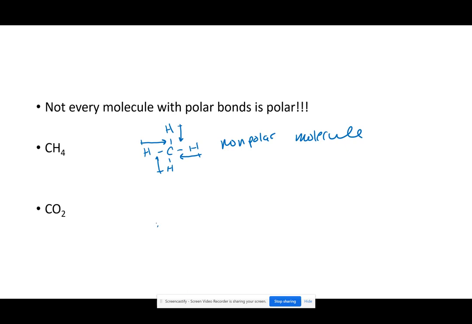Another example of this would be carbon dioxide, where we know the oxygen is more electronegative than the carbon. And so my dipole moment would point that way and that way. So they're both pointing out. So again, there's no definitive direction of the dipole moment. And so this is a nonpolar molecule.